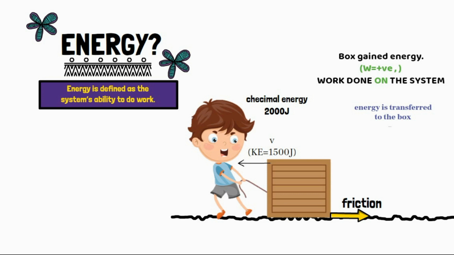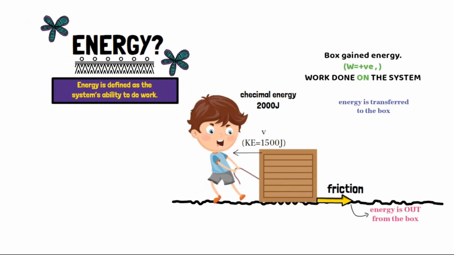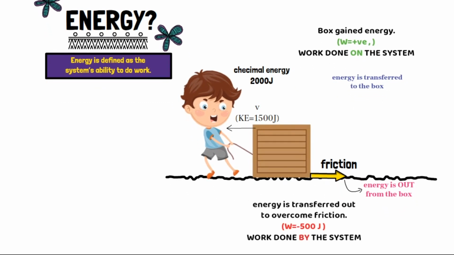So, apa yang berlaku? Kita mesti tahu that some energy from the box will transfer out to the surrounding. So, energy is out from the box. So, W is equal to negative value for this case. Jadi, apa yang berlaku? Energy from the system will transfer out to overcome the frictional force. Secara analoginya, chemical energy daripada Atan sebanyak 2000 joule akan ditukarkan kepada kinetic energy which is 1500 joule, dan another 5 joule will be transferred to the surrounding because energy is transferred out to overcome friction.